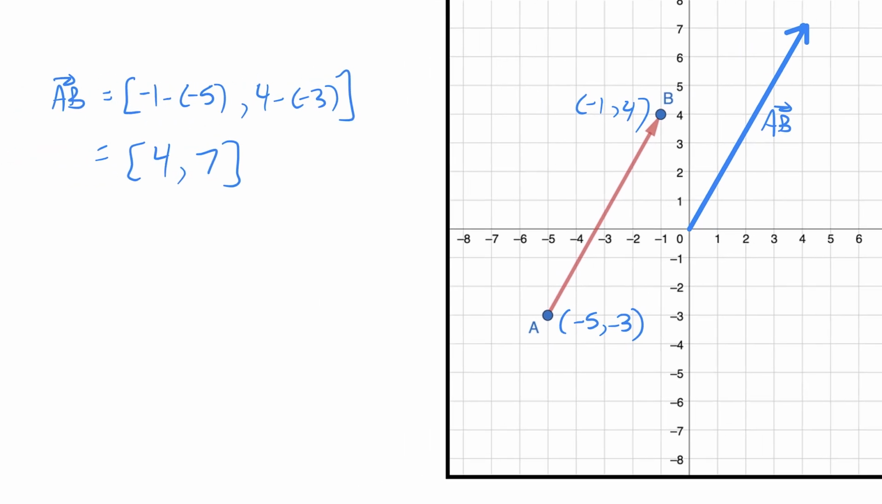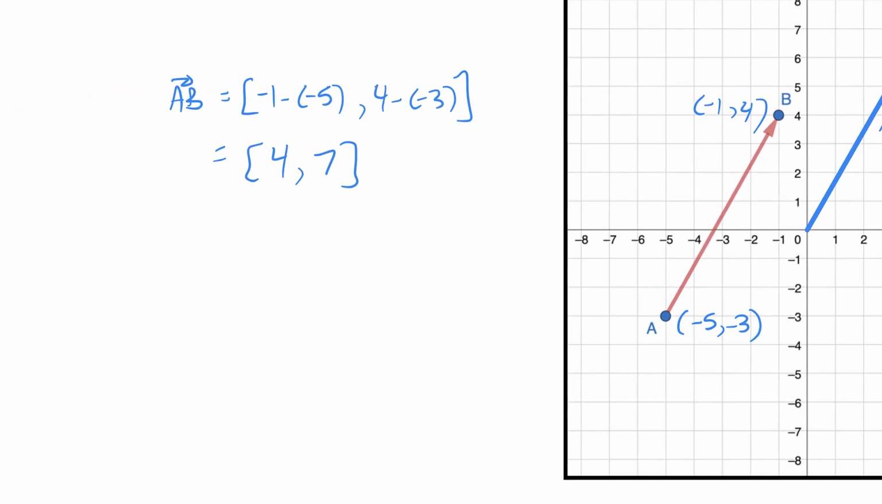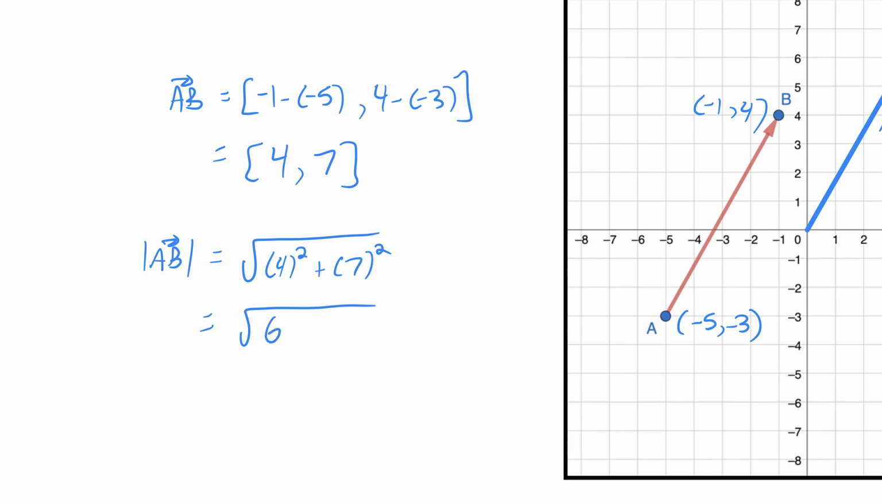I also need to find its magnitude. If I use Pythagorean's theorem to find its magnitude, I know that the magnitude of vector AB is equal to the square root of its x component squared plus its y component squared. So that would equal 16 plus 49 is 65. So it's just the square root of 65.